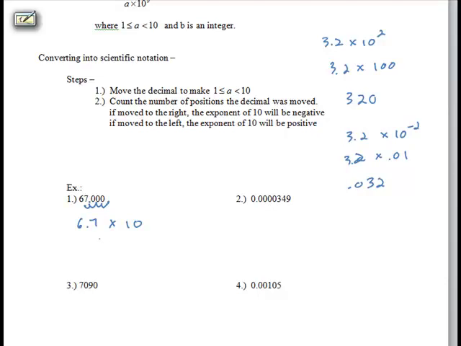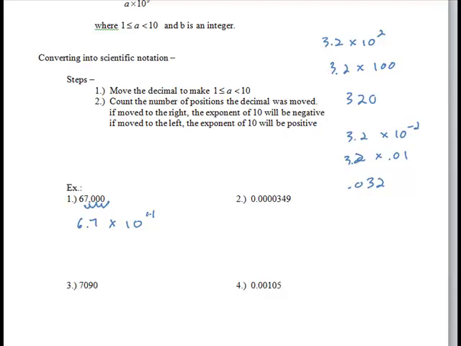Once again, just understanding the notation, right now we have 6.7. In order to get back to the original number, obviously 6.7 needs to be larger. So in order to make a number larger, we need to pull it out of scientific notation. It has to be a positive exponent. 6.7 times 10 to the 4th.